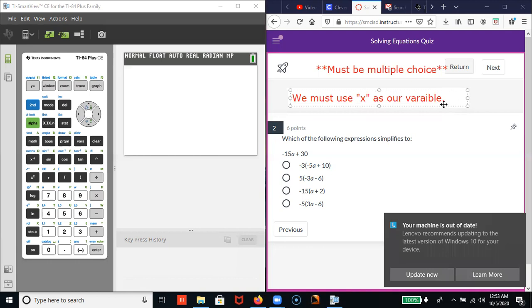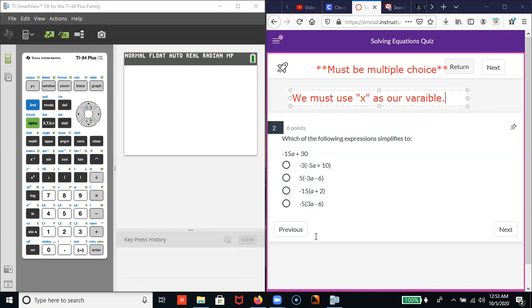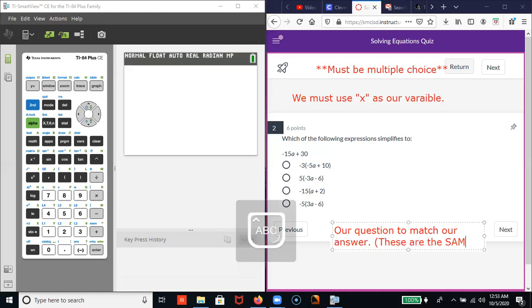So pretty much what we're looking for when we are simplifying an expression using a calculator is we're looking for our question to match our answer. What that means is these are the same line. If they're the same line, then that's going to be our answer.